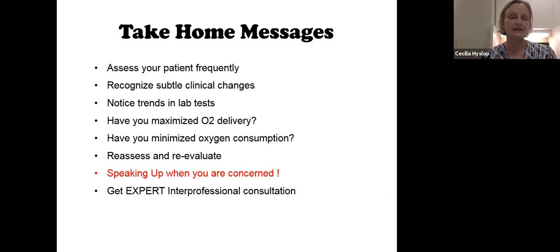Have you maximized your oxygen delivery? Are there other things you can do? Hemoglobin, ventilation, oxygenation, preload, afterload, and contractility. Have you minimized your oxygen consumption? Sedation, pain, managing fever, limiting overhandling of your patient, allowing for patients to rest.